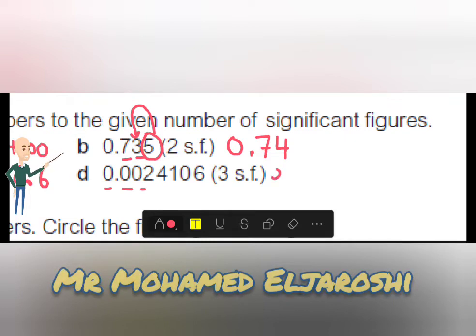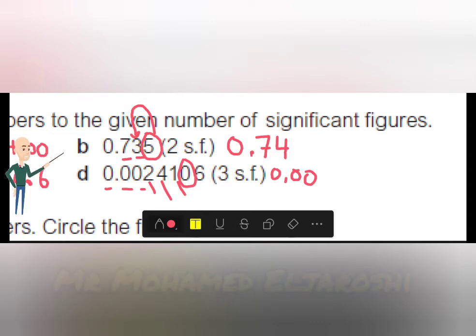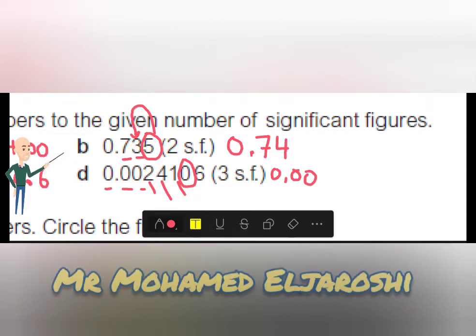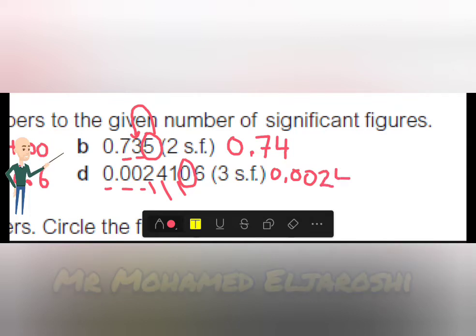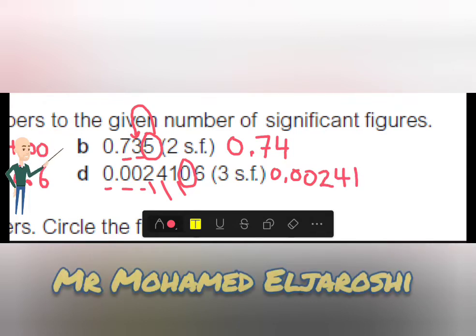So we write 0.00 in the answer, and then we start counting from the 2, and we say 1, 2, 3. So they want three significant figures. After the third one, we have a 0, and the 0 is a small number, smaller than 5. So we don't add anything to the 1. So we're going to write it as it is. So it's going to be 2, 4, 1. Now this is the answer for question 1.